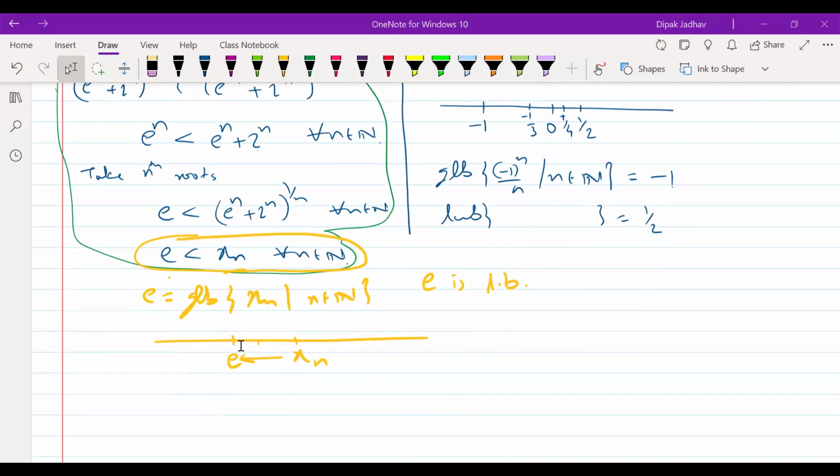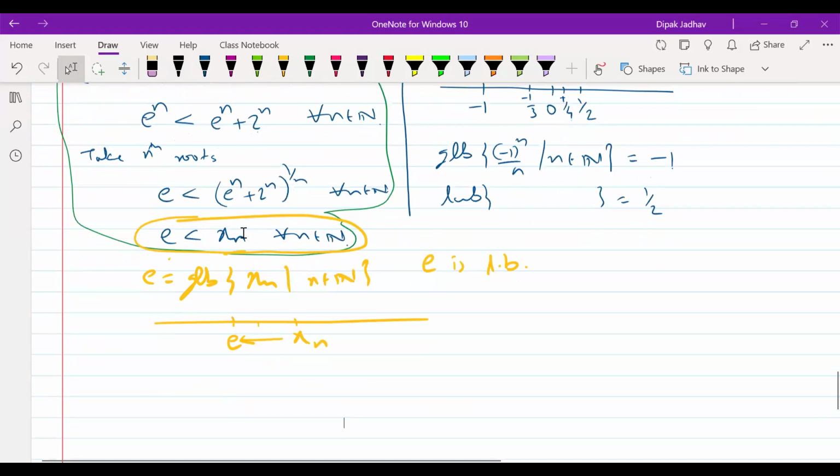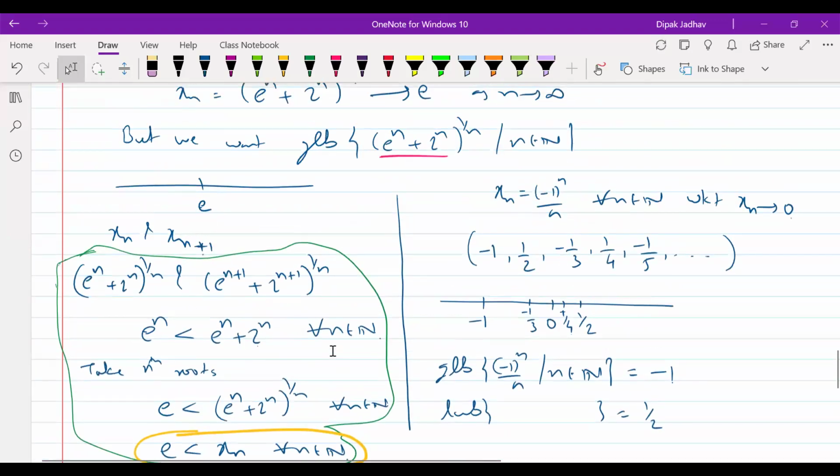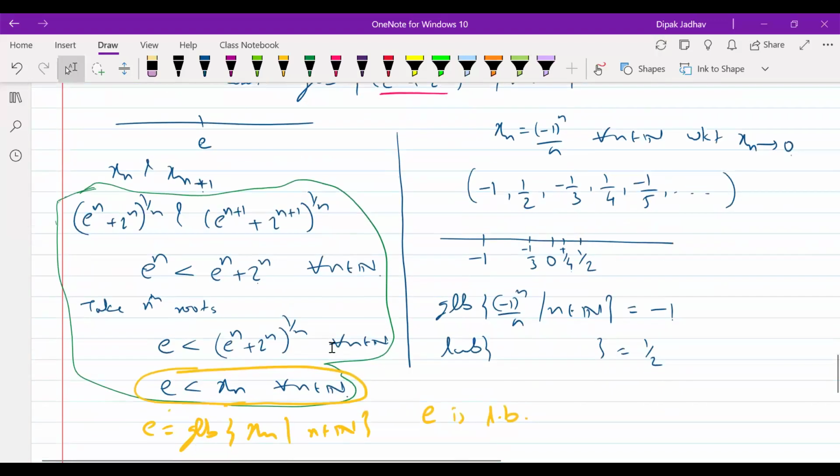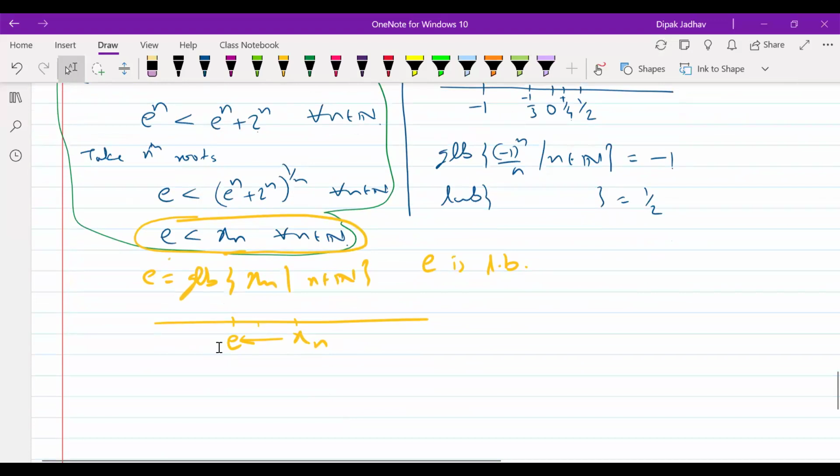Let me repeat. This statement says e is a lower bound, that means every term of your sequence is bigger than e. And we have computed the limit of that sequence, which says that your sequence xn approaches e. That means every neighborhood of e contains terms of your sequence. So anything bigger than e cannot be a lower bound of this set. That's why e is the greatest lower bound of this set. Is that okay for all of you? Yes, sir.